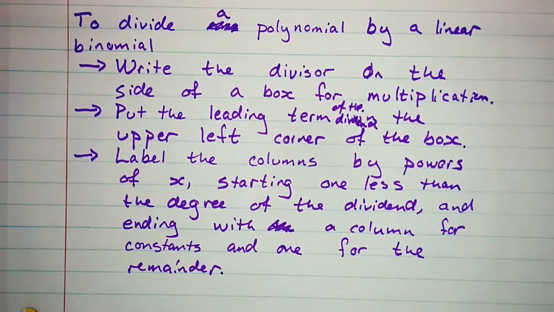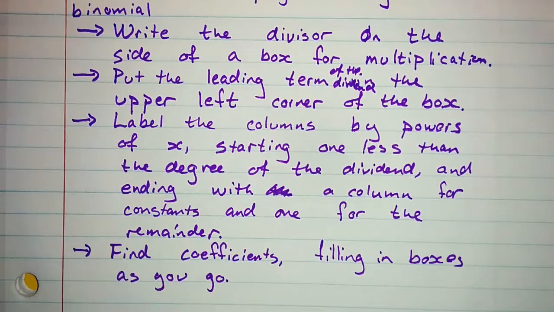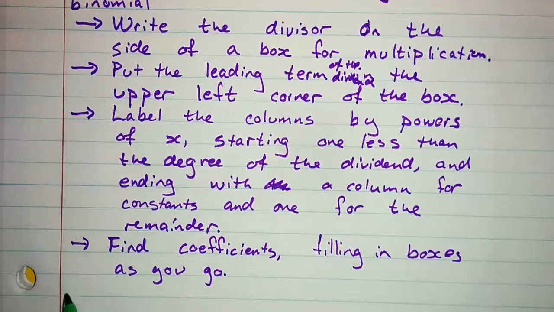Label the columns by powers of x, and our goal is going to be to figure out what the coefficients of all these powers of x are going to be. Now find the coefficients, filling in boxes as you go. Finding the coefficients really is the crux of this method. In fact, this method is called undetermined coefficients.